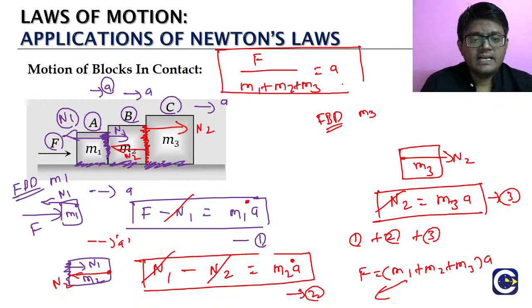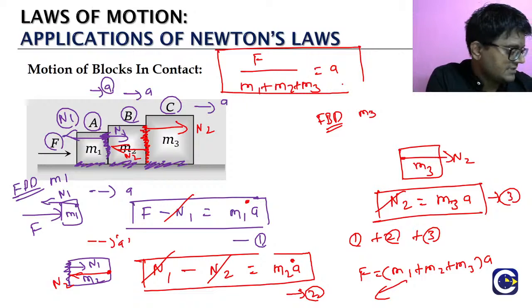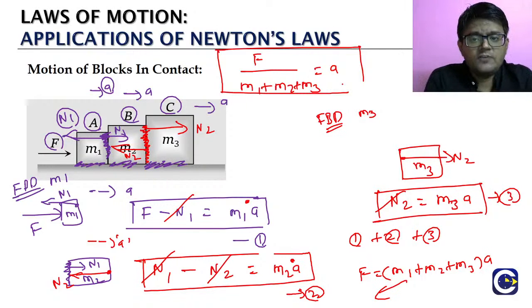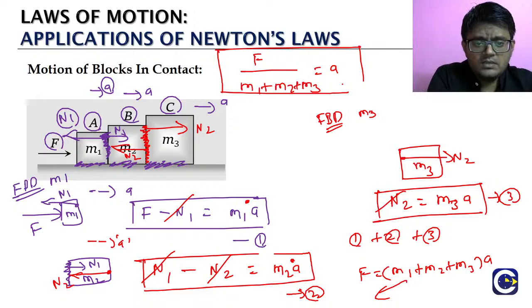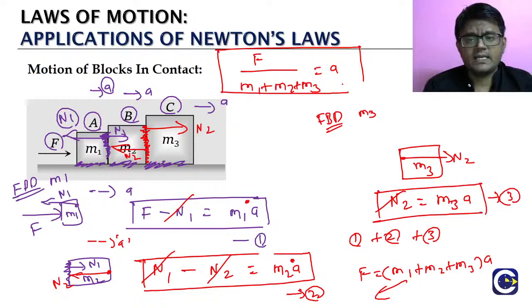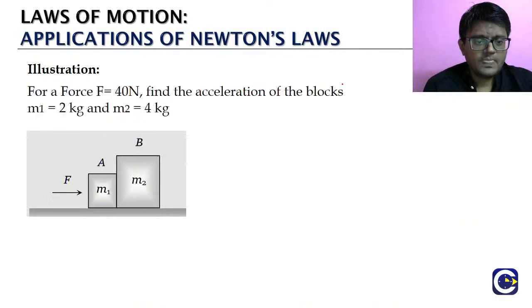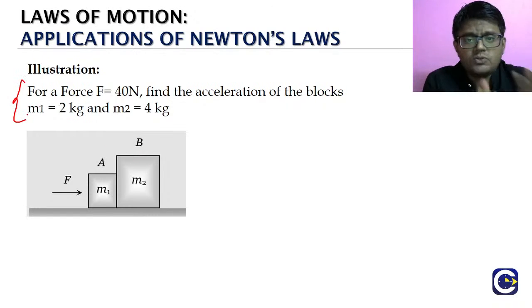Is there any similarity here? Like the last problem, we saw that with two blocks the acceleration formula is F by M1 plus M2. Here it is F by M1 plus M2 plus M3. So we have to remember all these standard cases. Even if you look at the 2020 NEET paper, we got a question based on Newton's laws, a standard case. We can expect this kind of question. If you remember the situation, we can apply it straight away and get the answer.